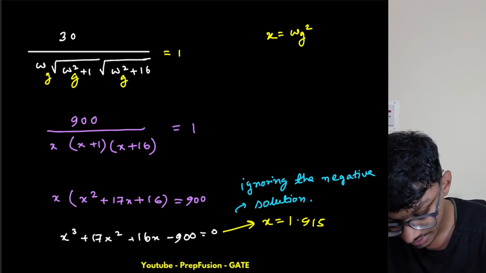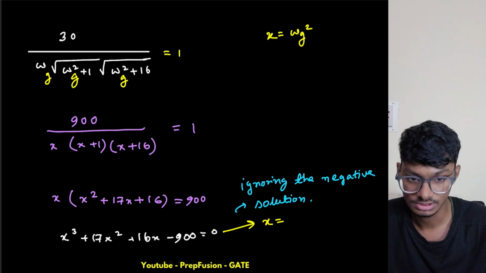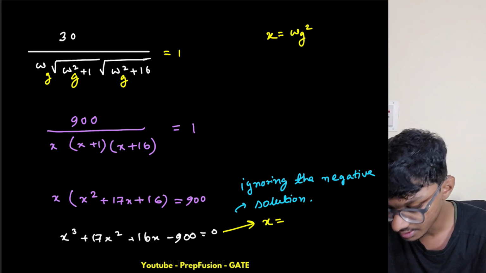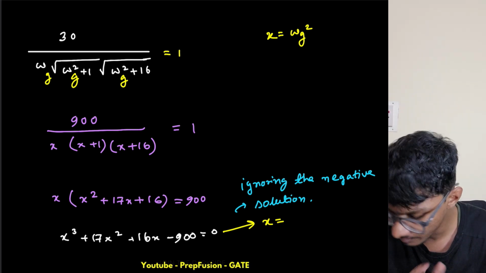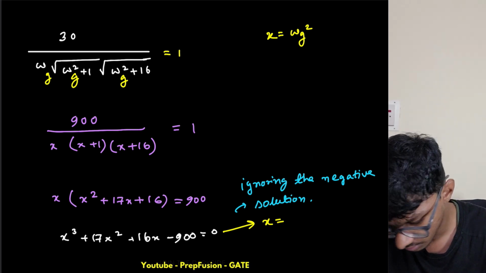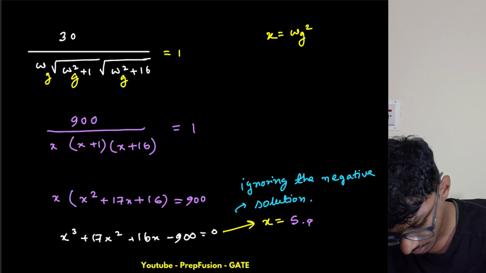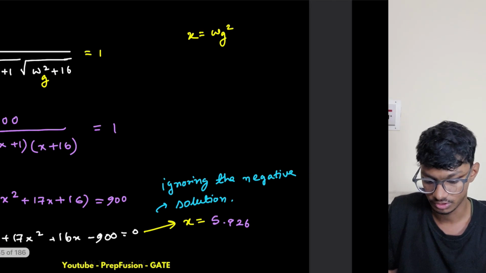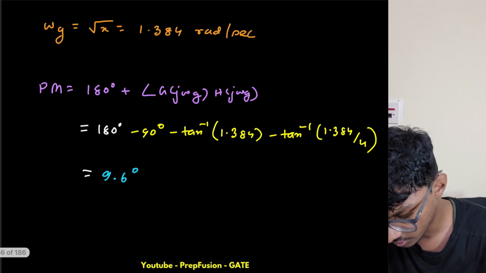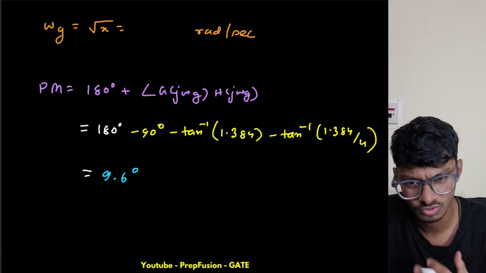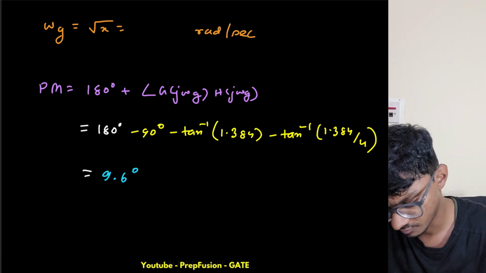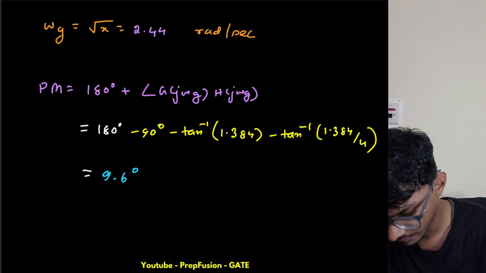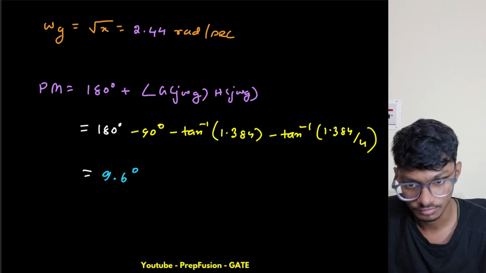What does my root this time come to? My root obviously has changed this time. So I have already calculated it. My root becomes something around 5.926, okay? So again I take the square root of this one, right? The square root of 5.926 is almost 2.44, something like that. So it is almost 2.44.